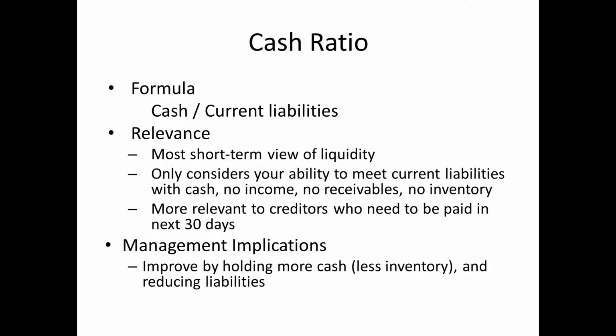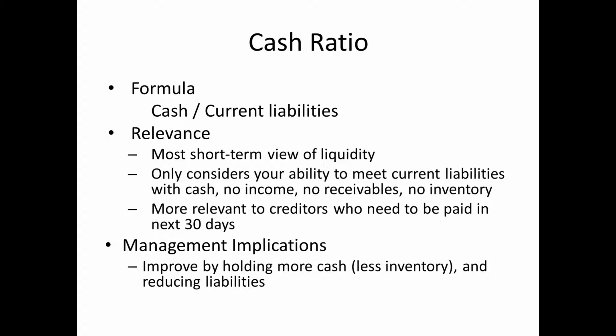The most restrictive one of these is the cash ratio. It doesn't even consider accounts receivable. And so it's just cash over current liabilities. Absolutely the most short-term view of liquidity. It assumes that you're only going to be able to use cash, no income, no receivables, no inventory. And so, particularly since many places that have accounts receivable have a 30-day or more kind of policy, many of them do, I shouldn't say most.